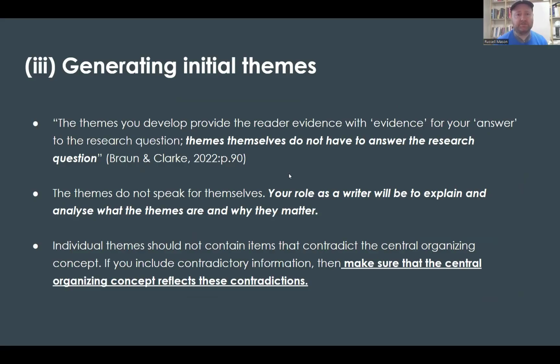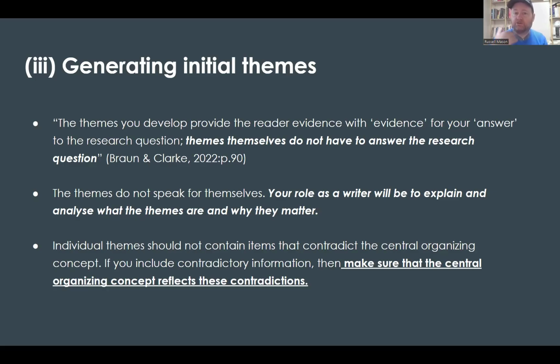We have a nice quotation here from Brown and Clark. The themes you develop provide the reader with evidence for your answer. Okay, themes themselves do not have to answer the research question. So when you write your thematic analysis case study report, this will be the supporting evidence. So you will have the name of the theme as the topic, and then you have supporting evidence from your journal, so a quotation from the text. But that doesn't have to answer the research question in itself. The rest of the paragraph will answer that.